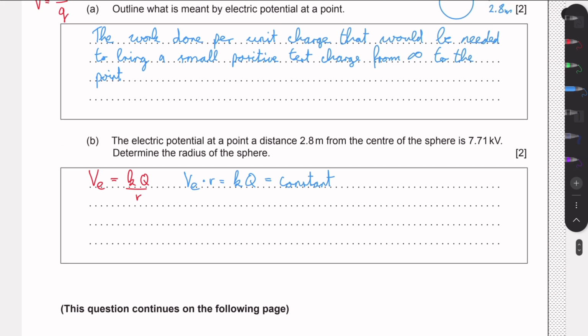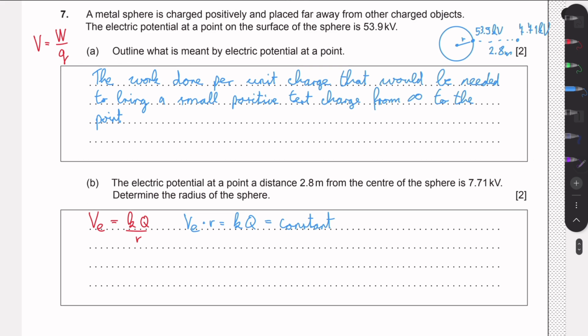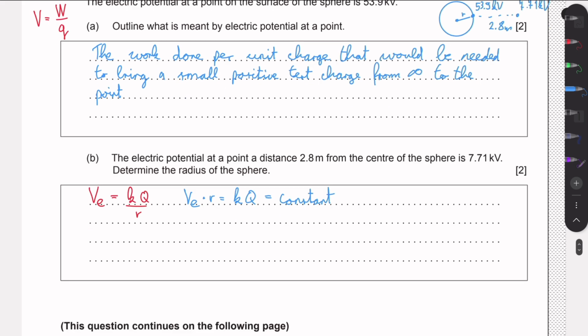And we know that at the surface, we only have the radius r. We know that the potential there is 53.9, so 53.9 times this r, just r because we don't know the radius yet, will be equal to 7.71 times the distance. And in fact, this 2.8 meters is from the center of the sphere, so we don't need to add the radius again. We can just multiply by 2.8. And so from this we will find that the radius is 0.4 meters.